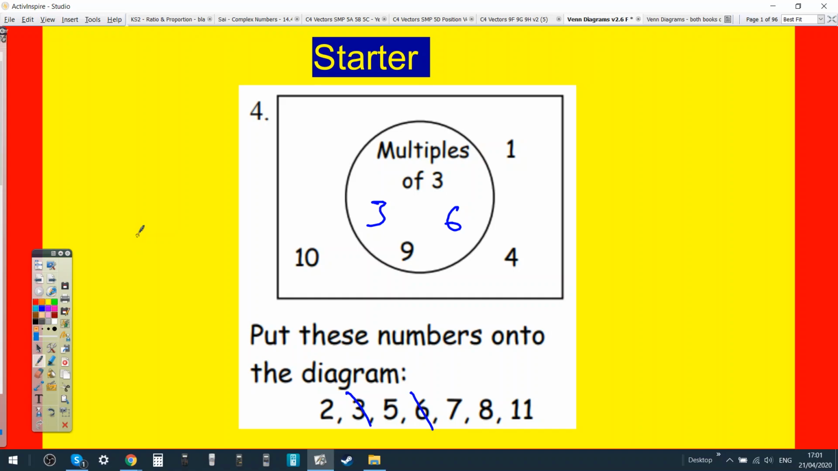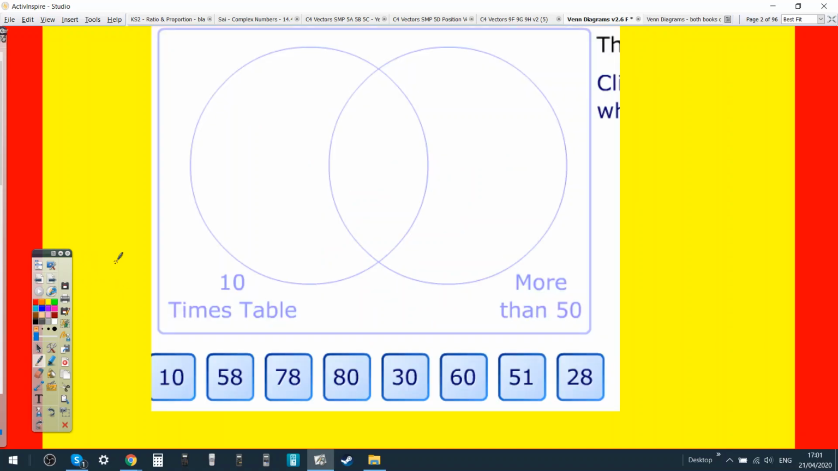Anything else? Or is that it? That's it. So 2, 5, 7, 8, and 11. Okay, this time you have 2 circles. 10 times table, more than 50.